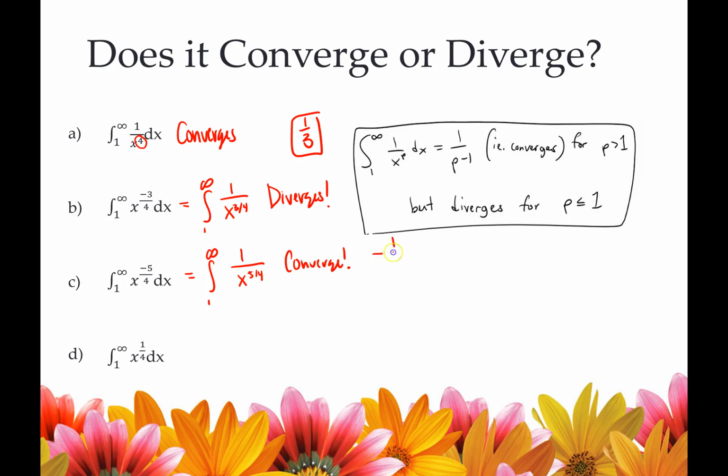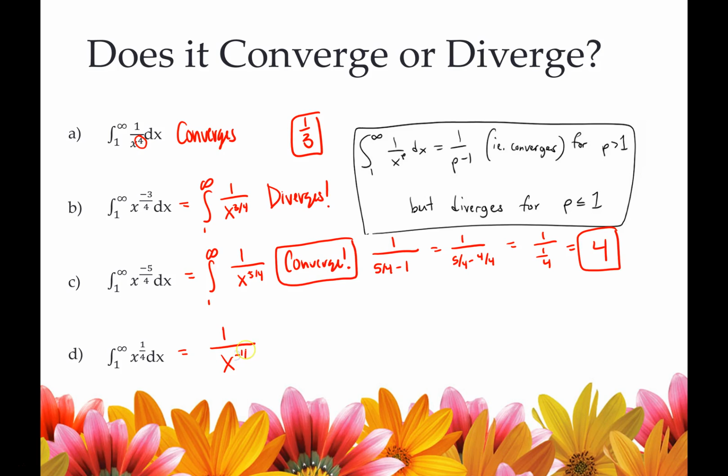And it converges to 1 over 5/4 minus 1. You can write that as 1 over 5/4 minus 4/4, which is 1 over 1/4, which is actually 4. So not only does this converge, it converges to 4. All right, this next one here, we have 1 over x to the negative 1/4, and clearly negative 1/4 is not greater than 1, so this one diverges.